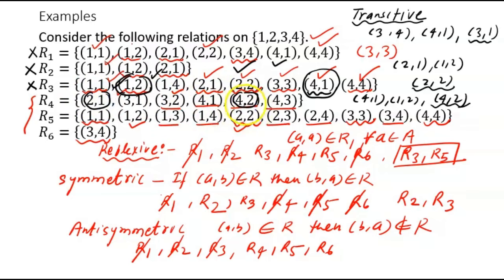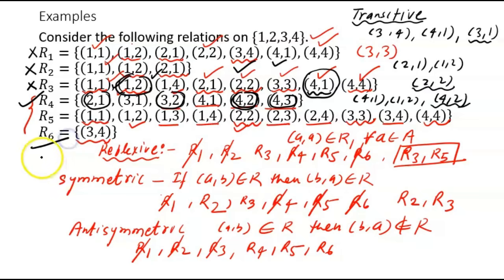So in that case, what we should have? We should have 4 comma 1, which is present. And 4 comma 3 is there, and 3 comma 2 is there. So 4 comma 2 should also be there, which is present here, 4 comma 2. So R4 is transitive. Similarly, you can verify that R5 and R6 are also transitive.